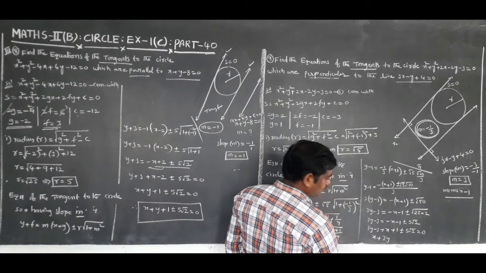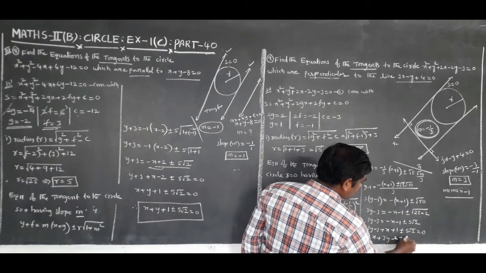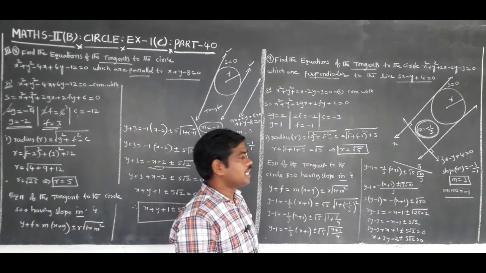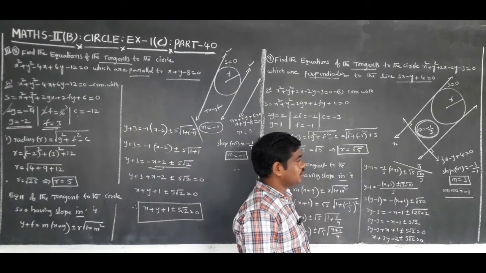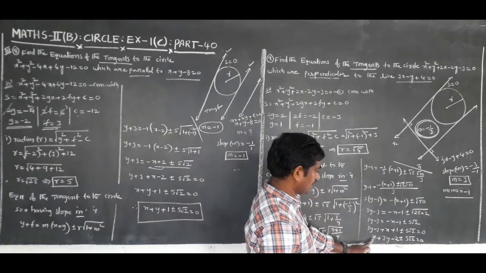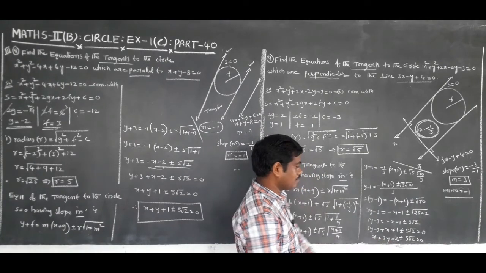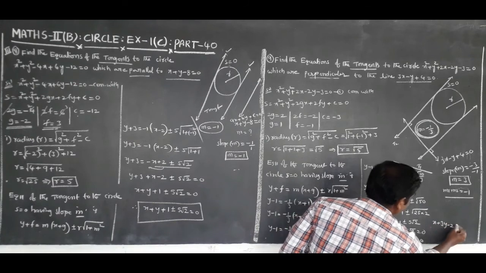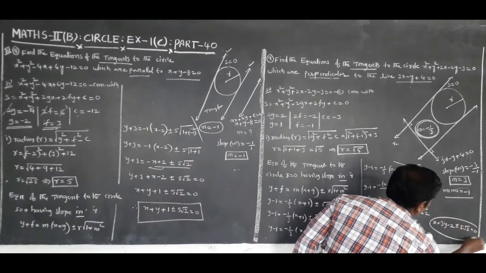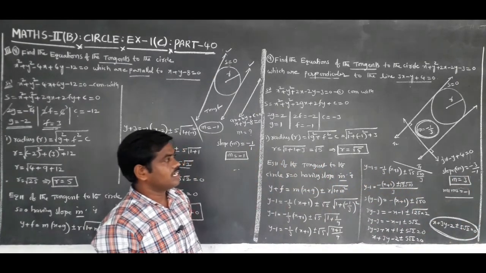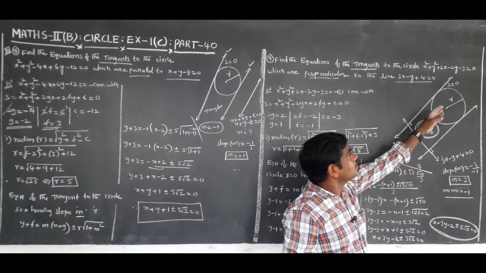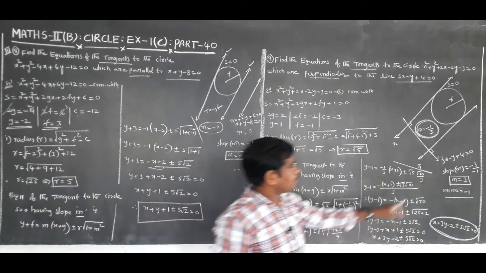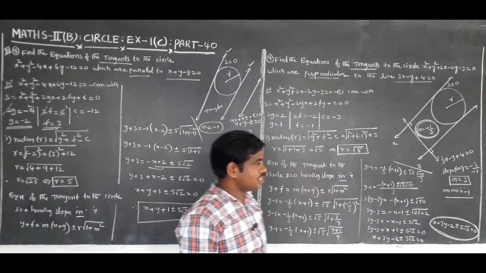x plus 3y minus 3 plus 1, that is minus 2, plus or minus 5 root 2 is equal to 0, which is the required equation of the tangents to the circle S is equal to 0 which are perpendicular to the line. x plus 3y minus 2 plus or minus 5 root 2 is equal to 0 is the equation of the tangents to the circle x square plus y square plus 2x minus 2y minus 3 is equal to 0, which are perpendicular to the line 3x minus y plus 4 is equal to 0.